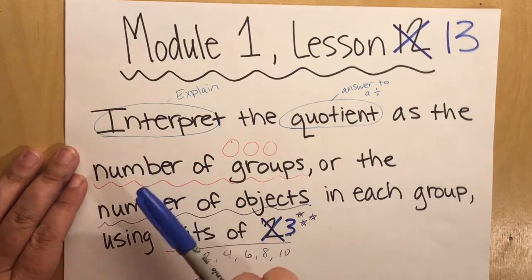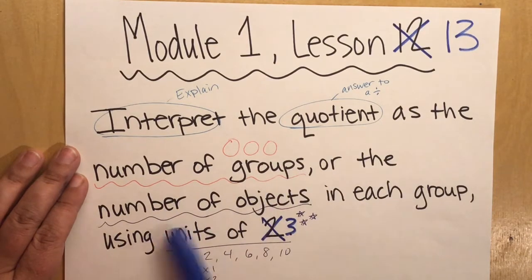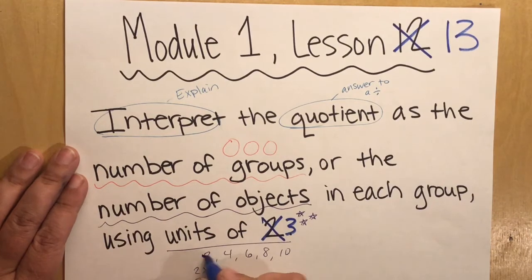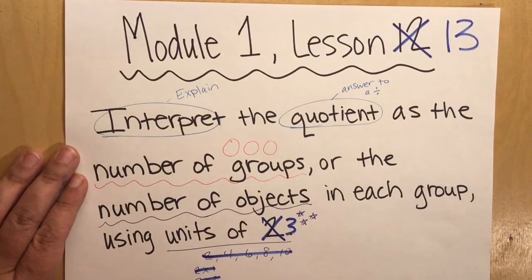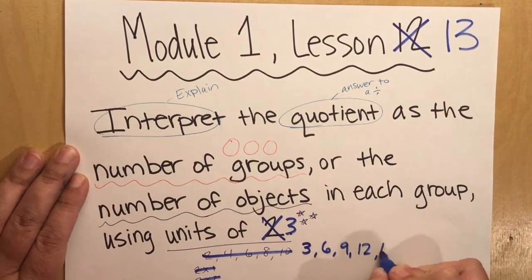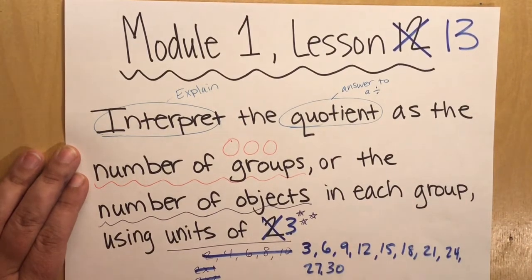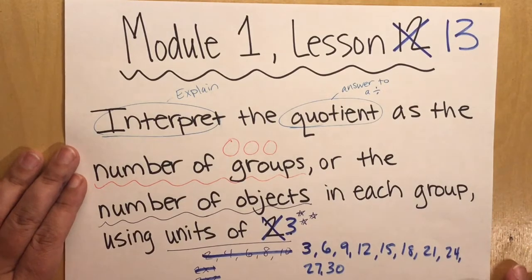So today we will be explaining or interpreting the quotient as the number of groups or the number of objects in each group using units of 3. So instead of counting by 2s, we're going to be counting by 3s. So thinking of our song, 3, 6, 9, 12, 15, 18, 21, 24, 27, 30, 33, 36.